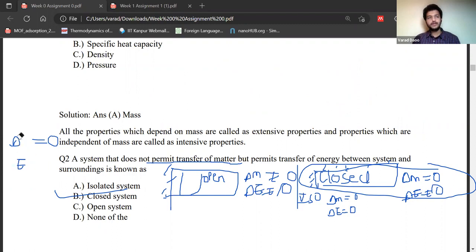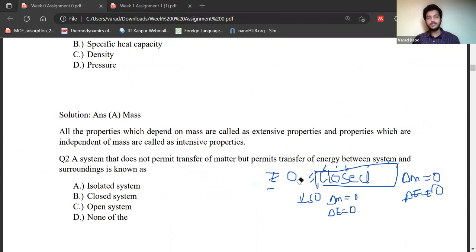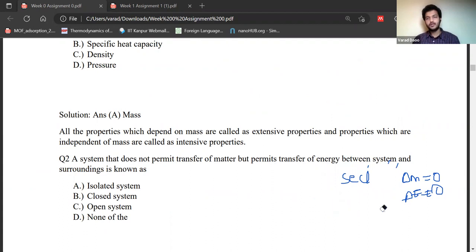Okay. So when the system does not allow mass or energy to exchange, the boundary surrounding the system is called an adiabatic boundary, right? Adiabatic boundary. That will come afterwards, so it's additional information. So our answer is closed system, right?